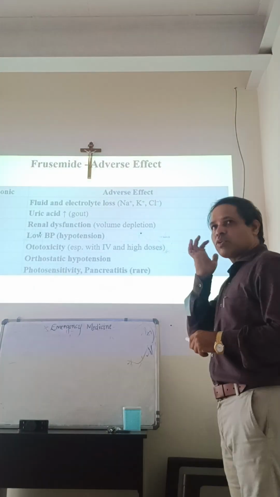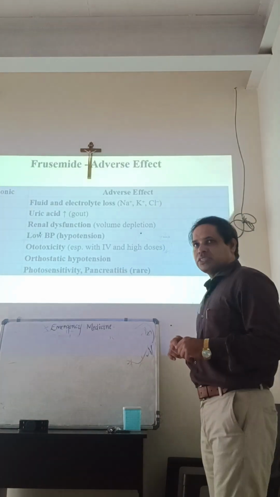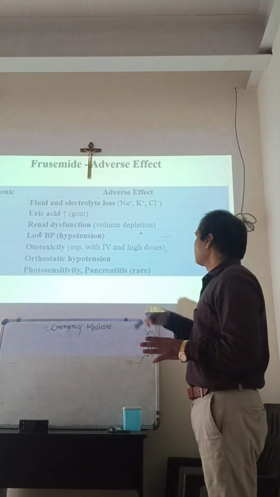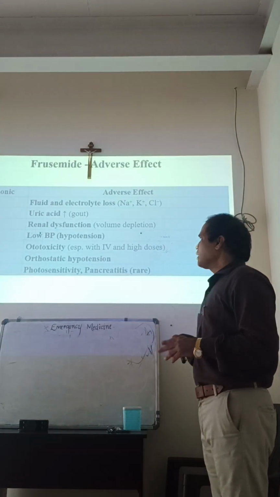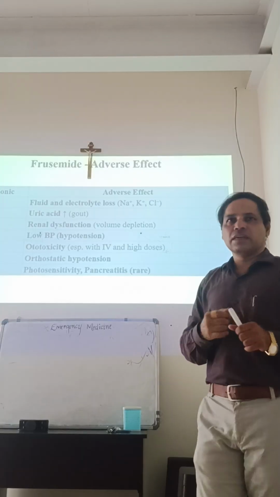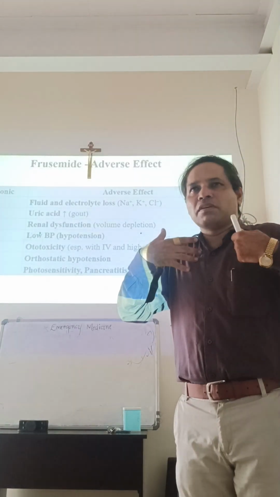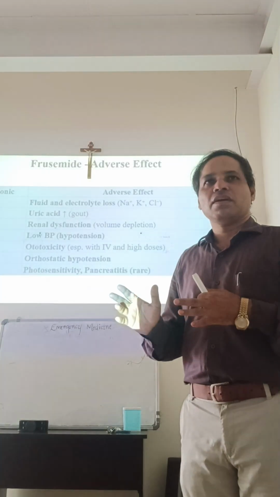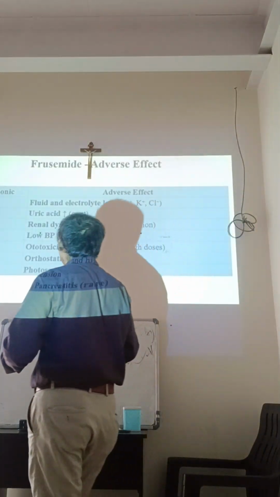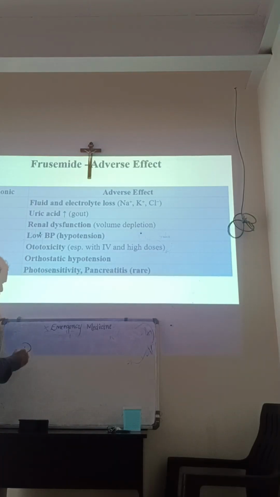Ototoxicity, very very important. It may cause ear organ damage, especially with IV and high doses. Ototoxicity. Orthostatic hypotension means the patient takes the drug and suddenly stands, because the blood is rapidly pulled down towards gravity. He may fall. That is called orthostatic hypotension or postural hypotension.